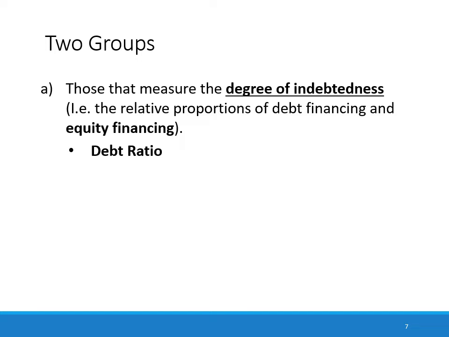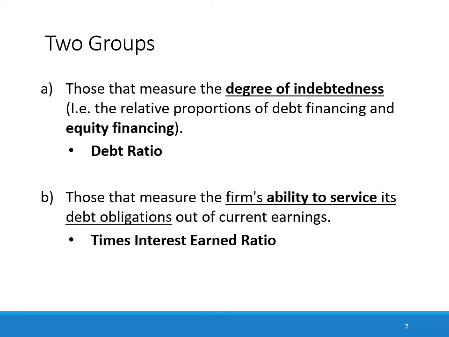There are 2 main groups under leverage ratios. 1, those that measure the degree of indebtedness. Basically, that is covered by the debt ratios. Next, those that measure the firm's ability to service its debt obligation out of current earnings. It's covered by the times interest earned ratio.